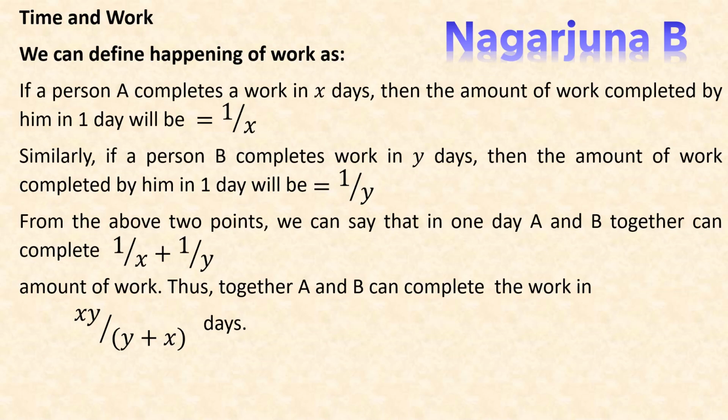What we get when we add A and B's work of one day, the value which we get for one day's work, you need to just interchange the numerator and denominator, and that will be the number of days which is required together for A and B persons to complete the work.